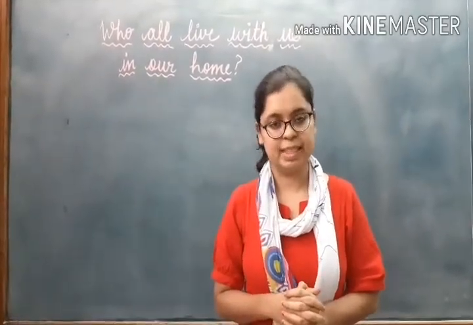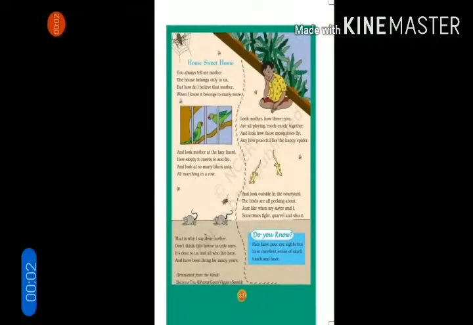Okay, so let's see. Children, this is page number 33 of your textbook, and what can you see in this picture? Here is a poem written, and the title of the poem is Home Sweet Home. So let us read this poem. What is written in this poem?